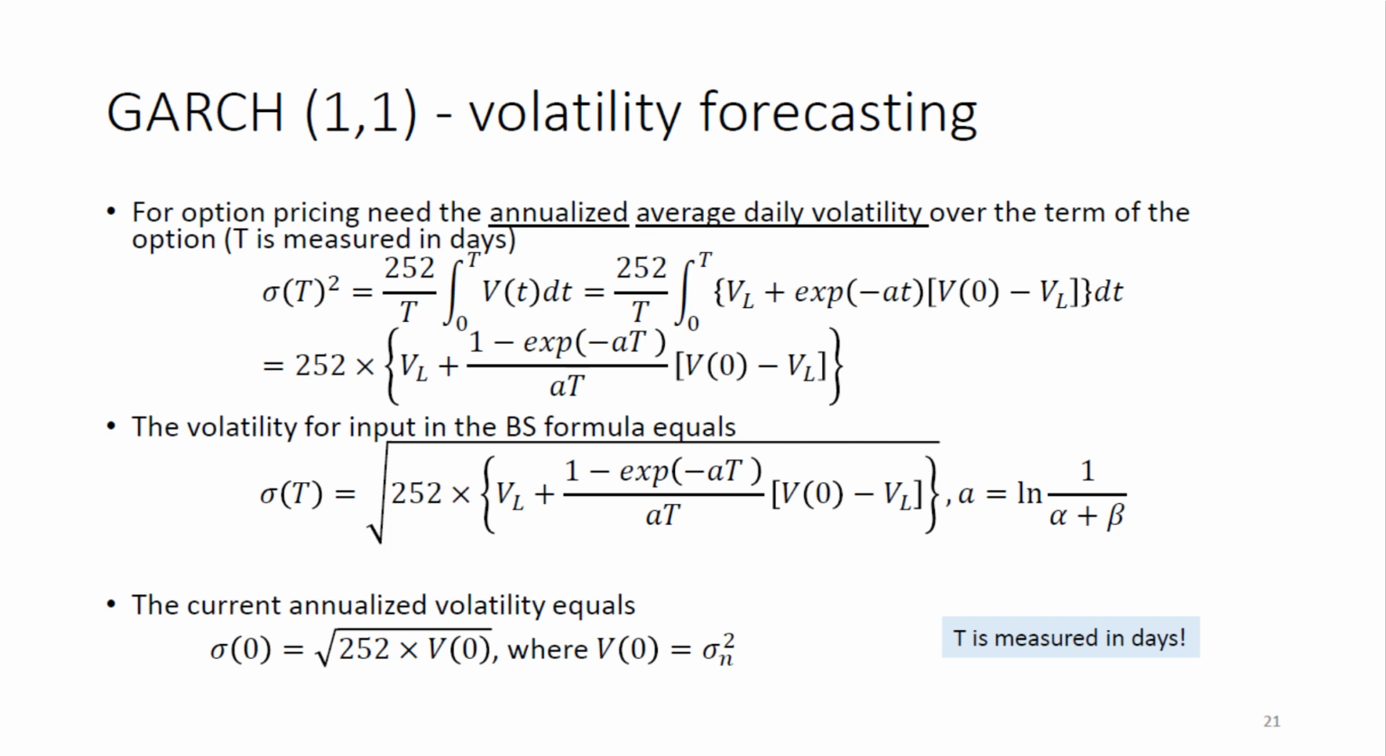Well, here to facilitate notation, I take the square of that, so that's the power 2. And I need to do two things. I need to multiply with 252 to go from daily to annualized, because the variance needs to be annualized. If I need to annualize standard deviations, I multiply with the square root of 252. But given that I look to variances, I multiply with 252. That's the first thing. And the second thing that I need to do is take the average of all the future volatilities within the term of the option.